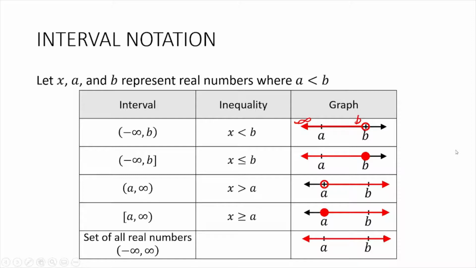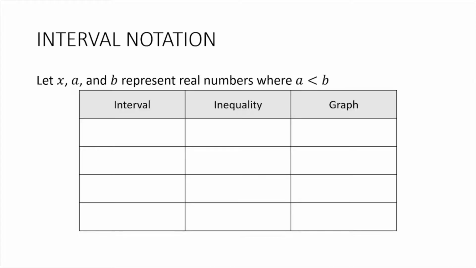Now, what if x can be any real number between a and b, excluding a and b? So from a going to b, excluding both a and b, right? We include those x values, those real numbers between a and b, excluding a and b. So we say from a to b, and we use parentheses because both a and b are not included in the set. By the way, this is what we call an open interval. Open because both the endpoints are not included in the set or in the interval.